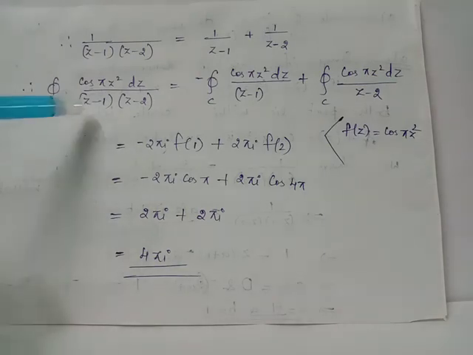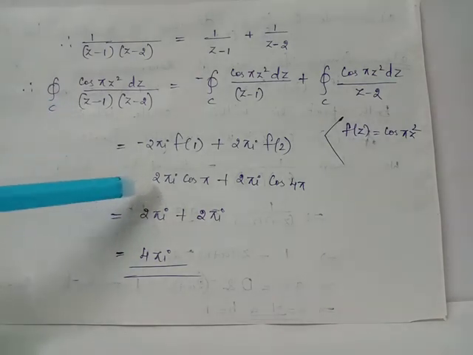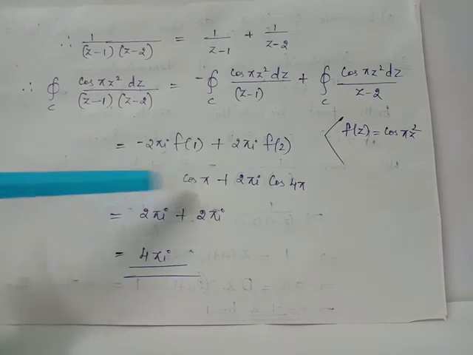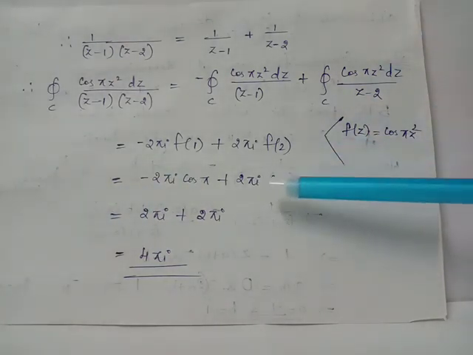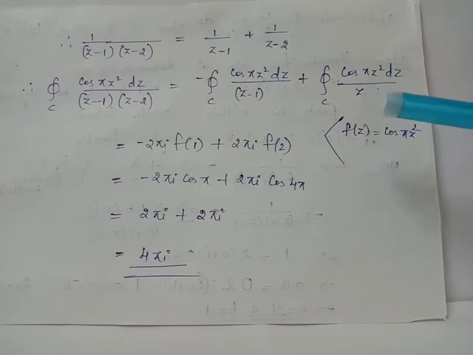Therefore this given integral becomes −2πi cos π. We have cos π = −1, and 2πi cos 4π. Cos 4π is positive 1. Therefore we have 2πi + 2πi, which equals 4πi, is the value of the given integral to be evaluated.